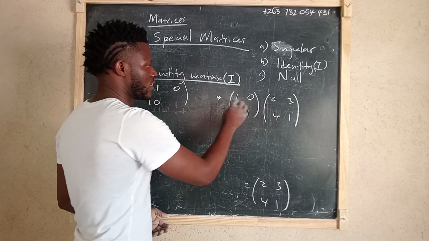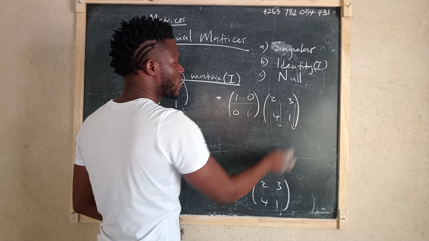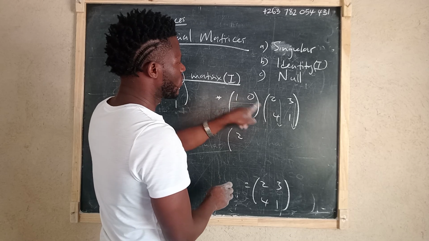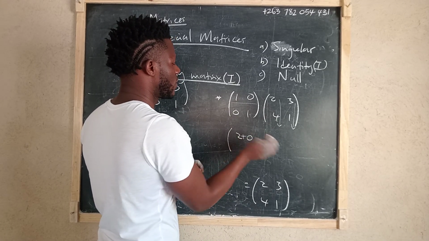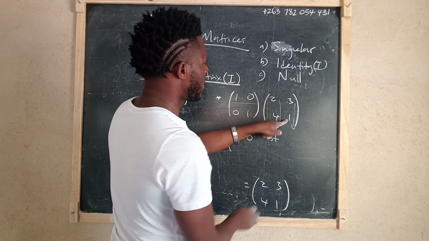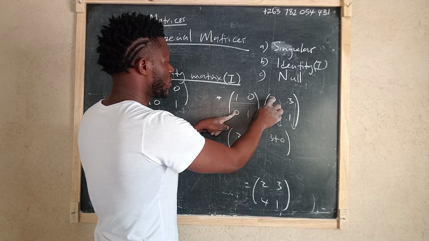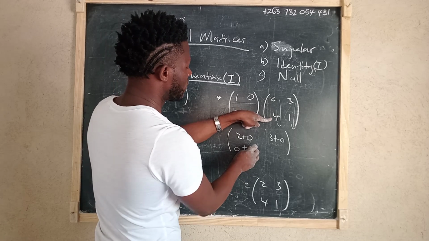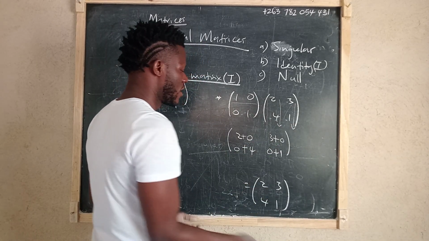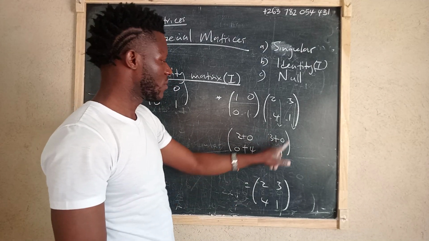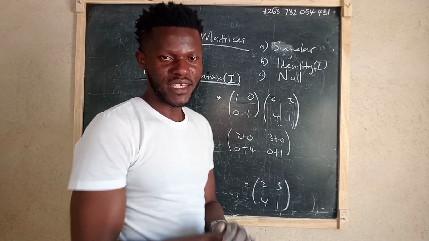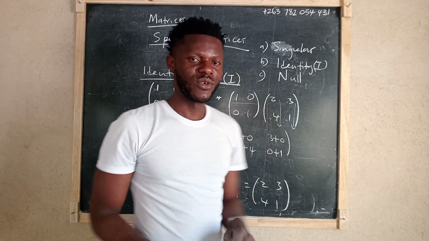Let me quickly prove it. We are handling general multiplication. 1 times 2 is 2, plus 0 times 4 is 0. Then 1 times 3 is 3, plus 0 times 1, 0. 0 times 2 is 0, plus 1 times 4, 4. 0 times 3 is 0, plus 1 times 1, 1. So now 2 plus 0 is 2, 3 plus 0 is 3, 0 plus 4 is 4. If you multiply any matrix by an identity matrix, there will be no change.